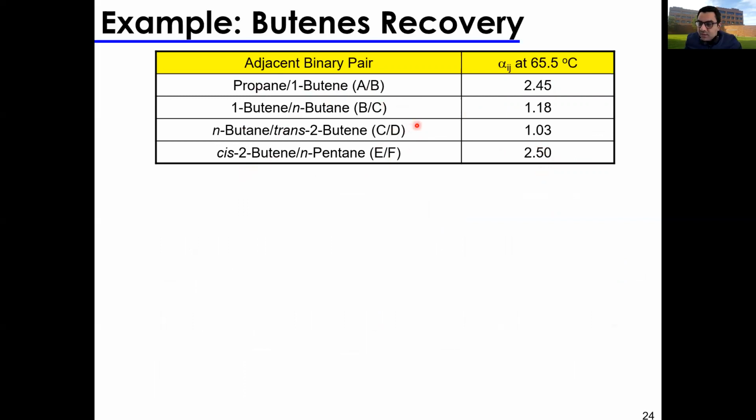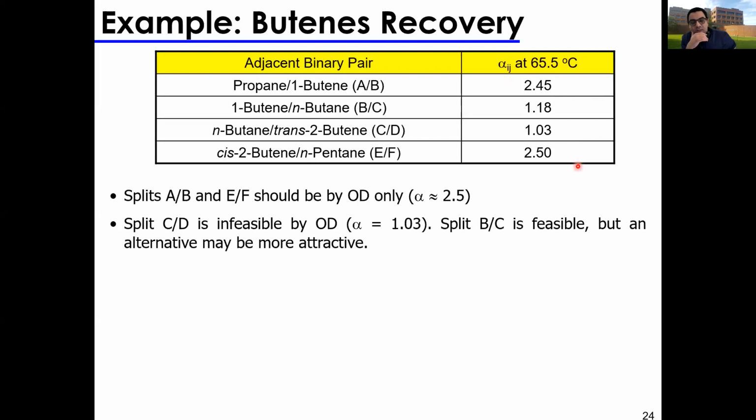And of these two splits in the middle, one of them is barely feasible and one is not feasible at all, right? So splits A and B and E and F should only be done using ordinary distillation because they're so easy. Ordinary distillation should be sufficient. I shouldn't have any problems. C and D, which is this one right here, is infeasible by ordinary distillation. B and C is feasible, but because this relative volatility is so low, maybe if an alternative works better, I should consider it, right?